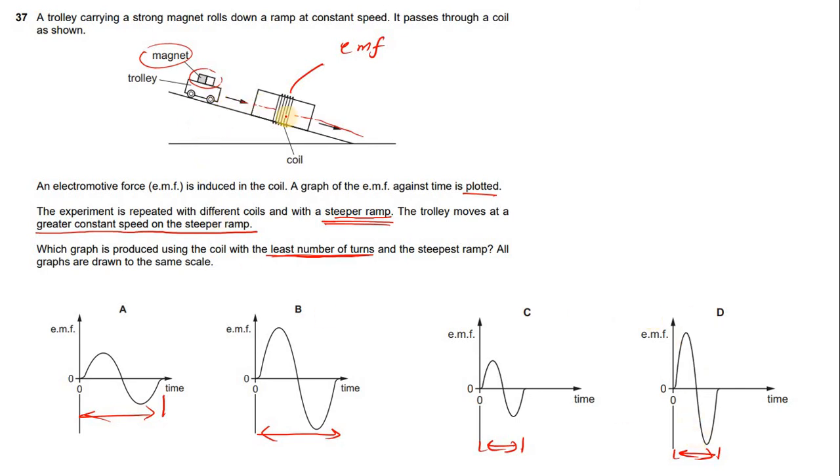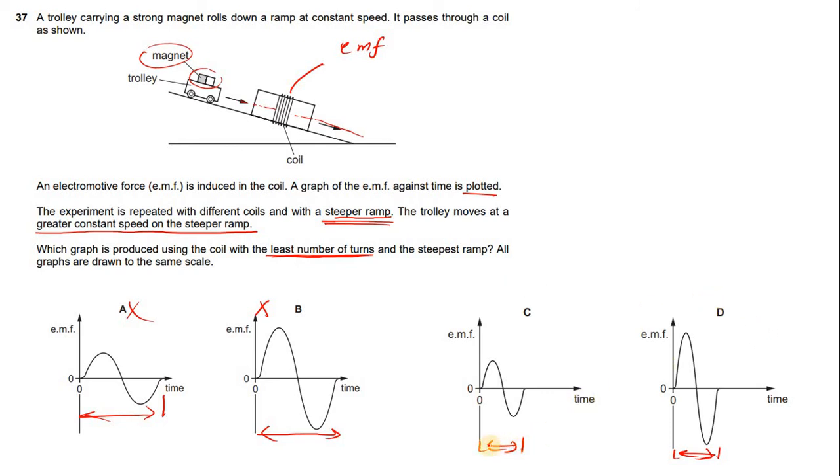But because the trolley is moving faster in the second case, a steeper ramp, it will cross the coil quickly and take less time. That means A and B are both immediately gone. So either C or D, we need to choose the best option.